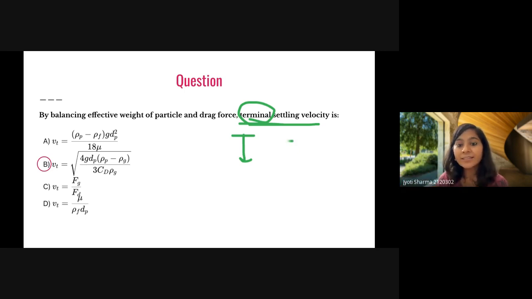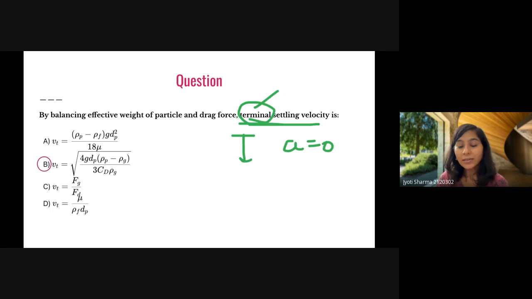Initially there will be acceleration, which means velocity is increasing with time. But there will be one stage where the acceleration due to gravity will be zero. Acceleration due to gravity will be zero. So at that moment, that velocity will be known as the terminal velocity.